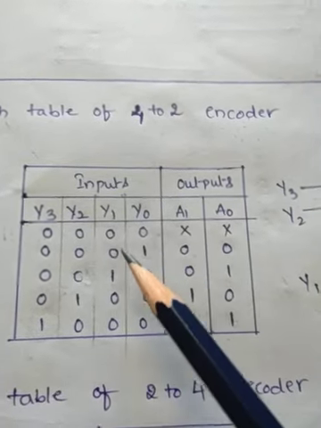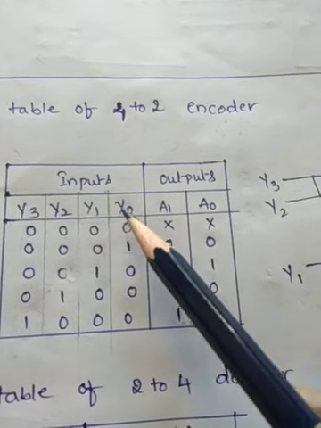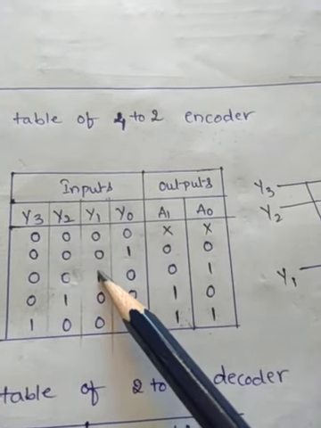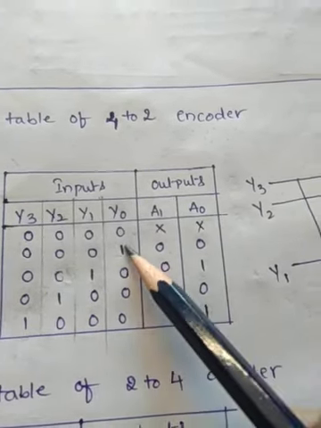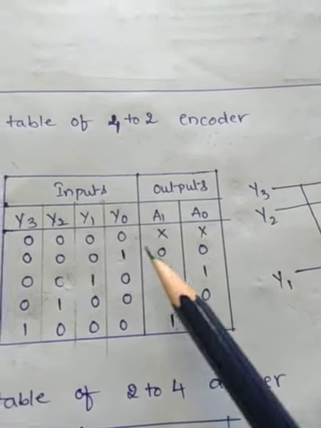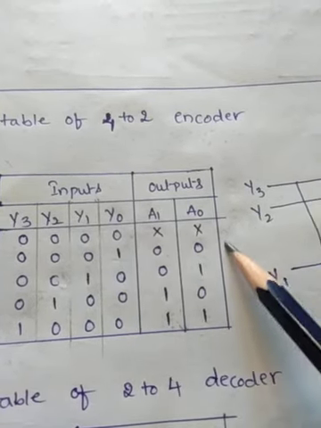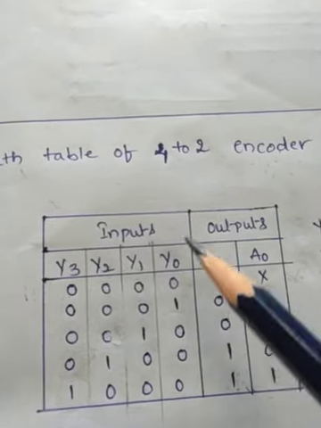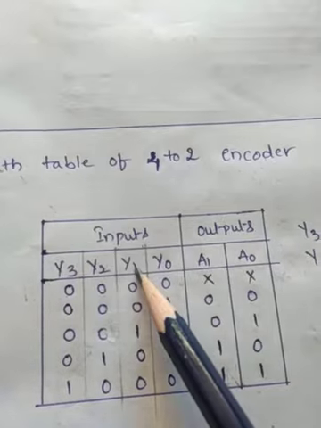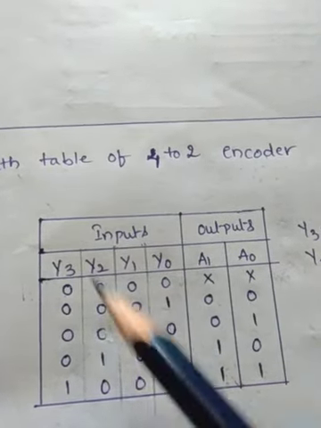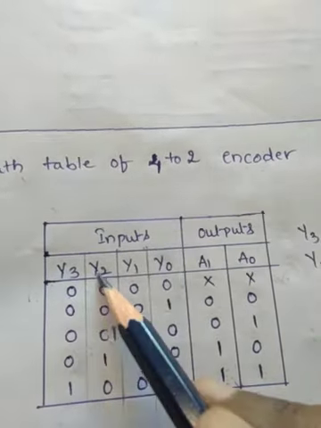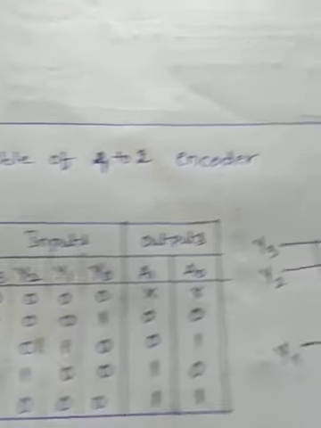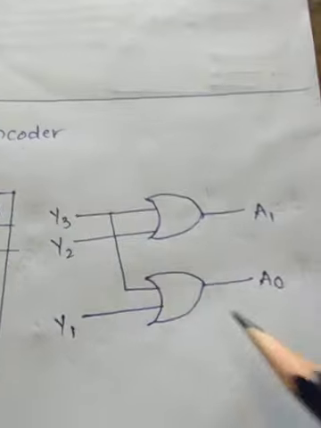We know that in an encoder at any time only one input should be high. If more than one input is active high, then the encoder produces an incorrect output. For example, if both y2 and y1 are active high, for this case, let us see what is the output of the 4 to 2 encoder.